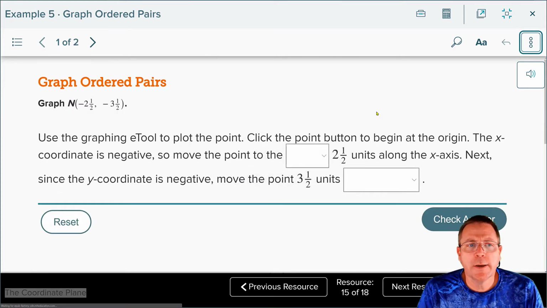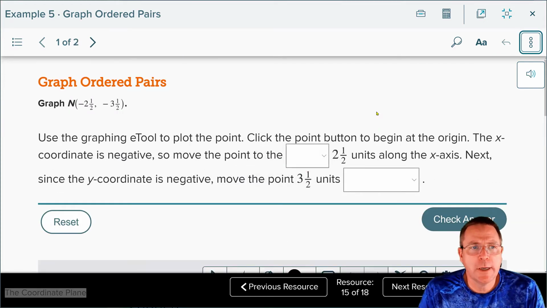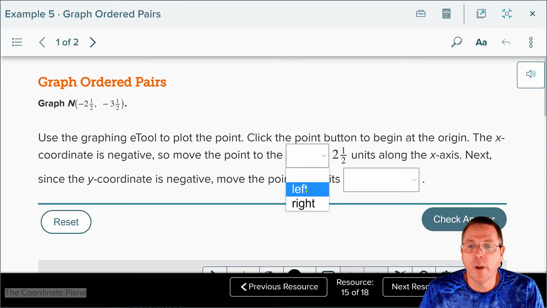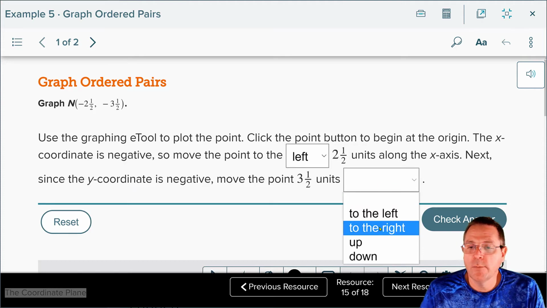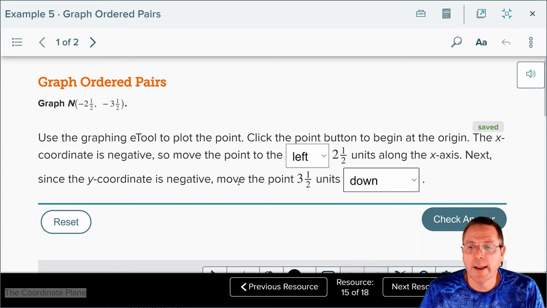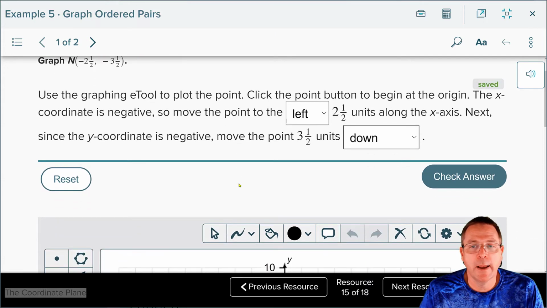So they want us to graph point N, which is -2 1/2 and -3 1/2 for their x and y values. We're going to start off using the Graph E tool to plot each point. Click the point button to begin at the origin. The x coordinate is going to be negative, so we're going to move left 2 1/2 spaces along the x-axis. Next, since the y coordinate is negative, we're going to move down 3 1/2 spaces down the y-axis.